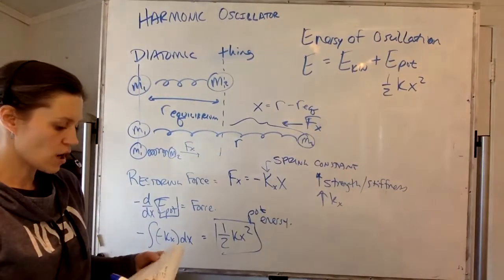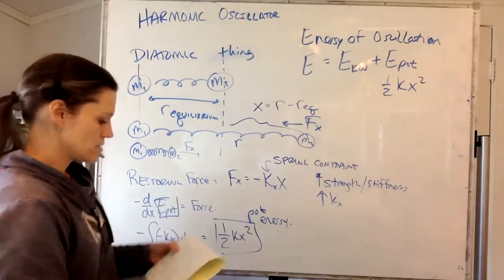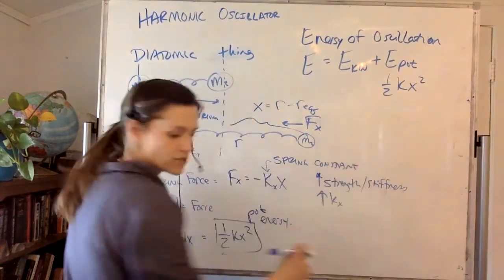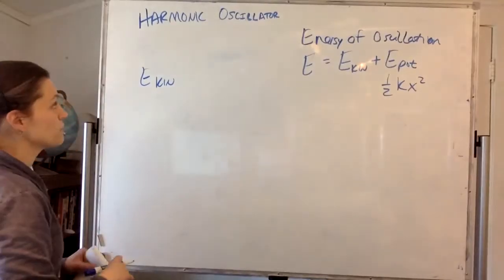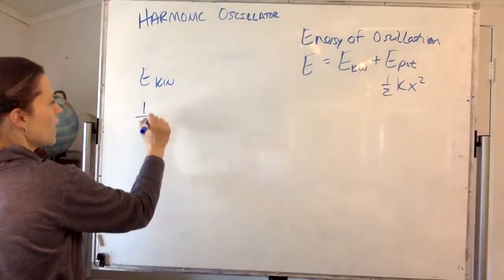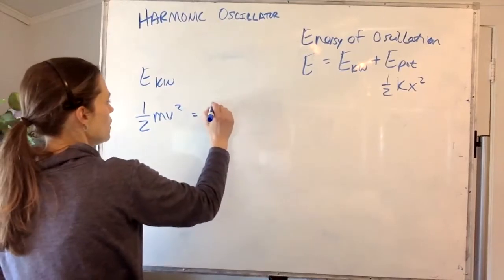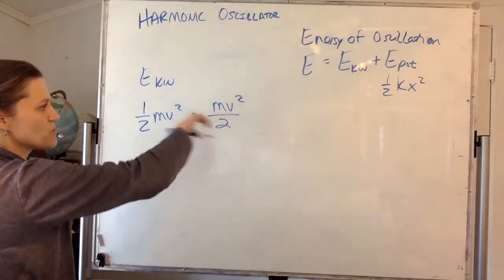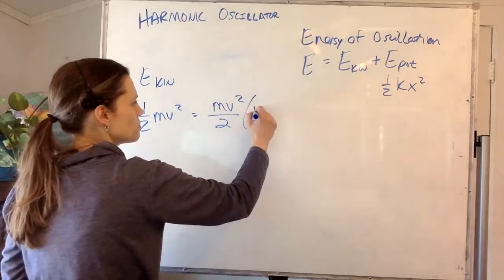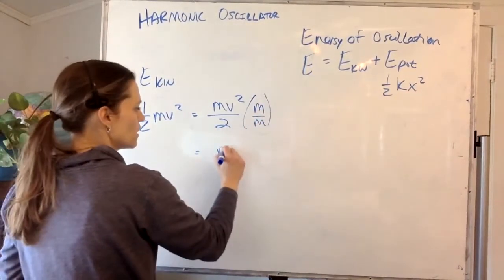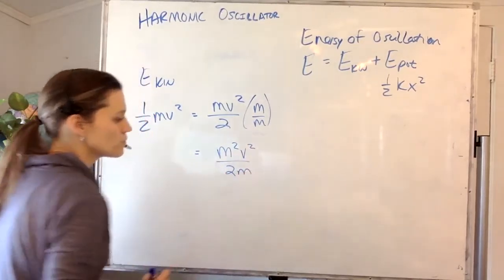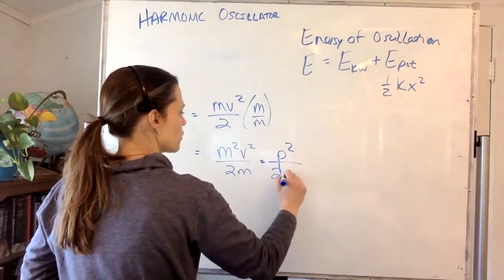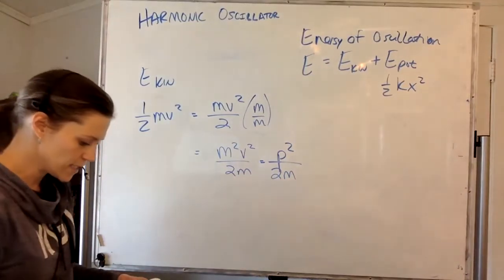And then now we want to know what our kinetic energy is. So I'm going to do a little aside. Actually, I'm going to pause and just erase. Okay, so the kinetic energy is 1/2 mv squared, or mv squared over 2. I'm going to do a little rearrangement of 1/2 mv squared by multiplying by m over m, which gives me m squared v squared over 2m. Follow me? If I do that, this is the same thing as p squared over 2m. You'll see why I'm doing this in just a second.